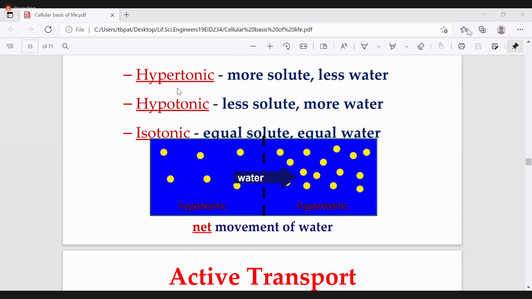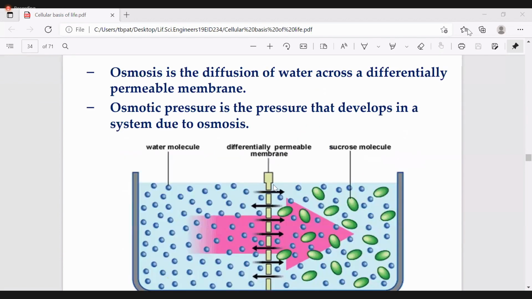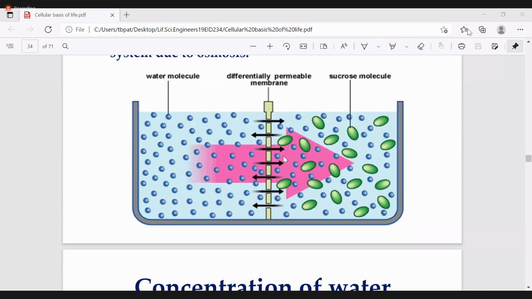One side is hypotonic, but this one is hypertonic. It has more water, and this one has more solute. The net movement of the water passes from one end to another through this permeable membrane. Where the pressure is applied beyond the level of osmotic pressure, that is reverse osmosis. But this is general osmotic pressure, and water only passes on that way.